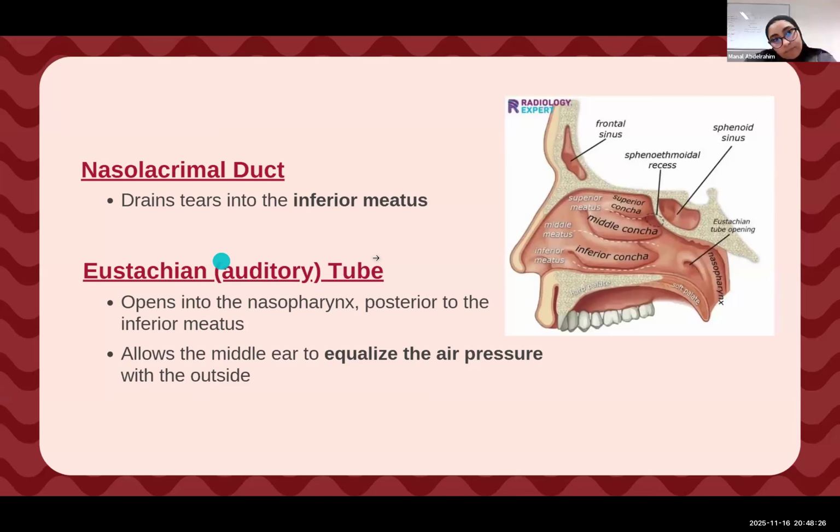Okay, this is the inferior meatus. This would be superior, this would be middle. This would be the concha: this would be the superior concha, this would be middle, and this would be inferior. You can also see them here. They're the protrusion and the cavity point.